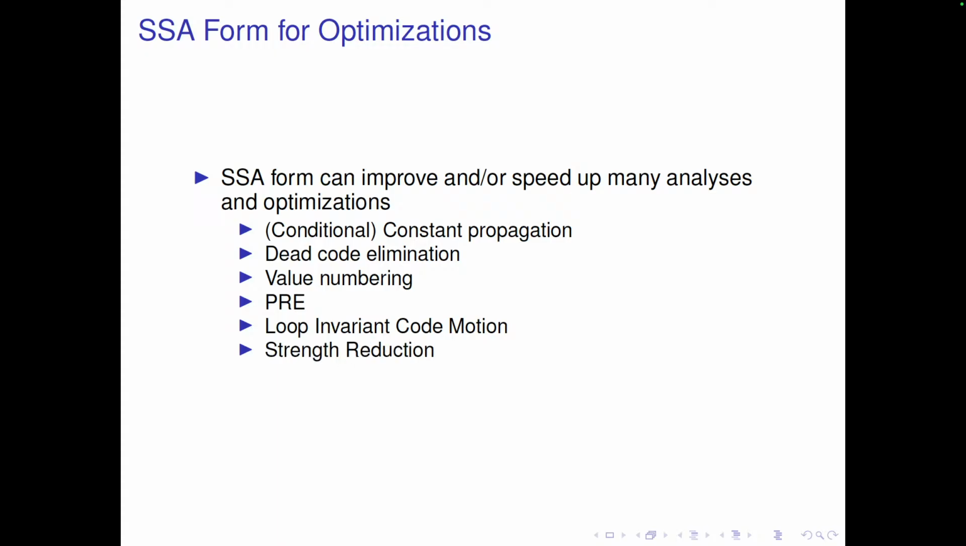Strength reduction. So you replace a strong operator which takes longer cycles, like multiply by 2, you can replace by bit shifts, which is a much cheaper operation in the machine, or exponentiation you can replace again by bit shift or multiplication. Okay. So all this can be done using SSA easily.